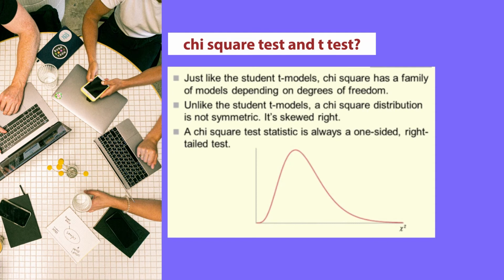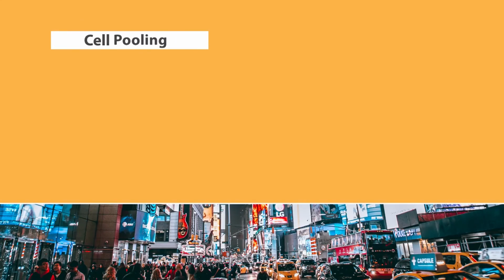A chi-square test statistic is always a one-sided, right-tailed test. In our preceding session, when we studied the one-tailed test, the two-tailed test, the right tail or left tail, the beauty of the chi-square test statistic is that it is always a one-sided right-tailed test. Now we are talking more about cell pooling.